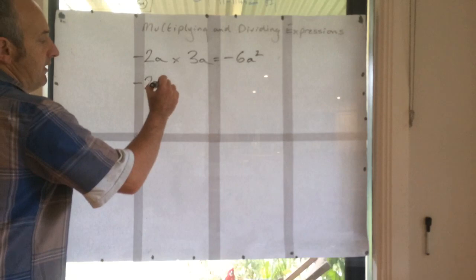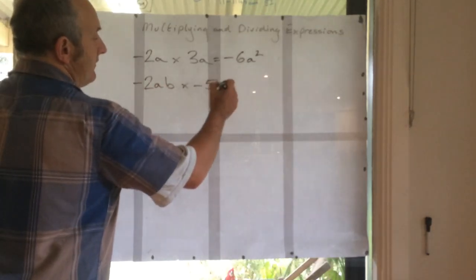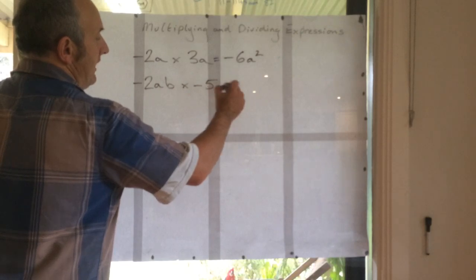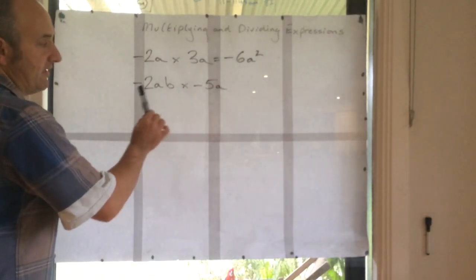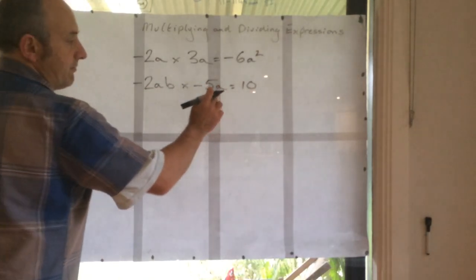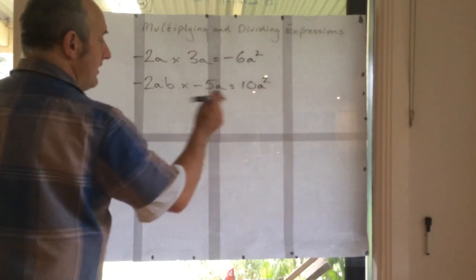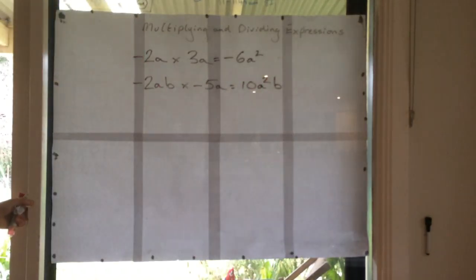One more. Negative 2ab multiplied by negative 5a. Okay, so a negative times a negative is a positive. So we've got 10. a multiplied by a is a squared b. There we go.